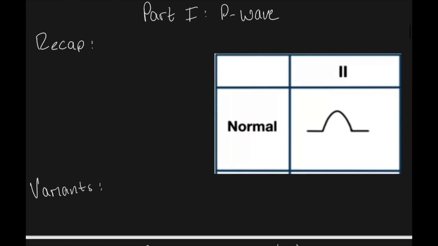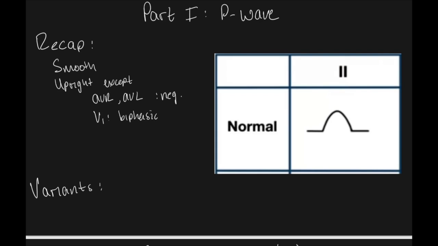As always, we start with the P wave. Remember that the P wave is typically smooth in contour. It's typically upright, except in AVR and AVL, where it's typically negative, and in V1, where it's typically biphasic. And we know that it's not typically too big, so we do have some numbers. It's typically less than 2.5 millimeters in the limbs and less than 1.5 in the precordials.